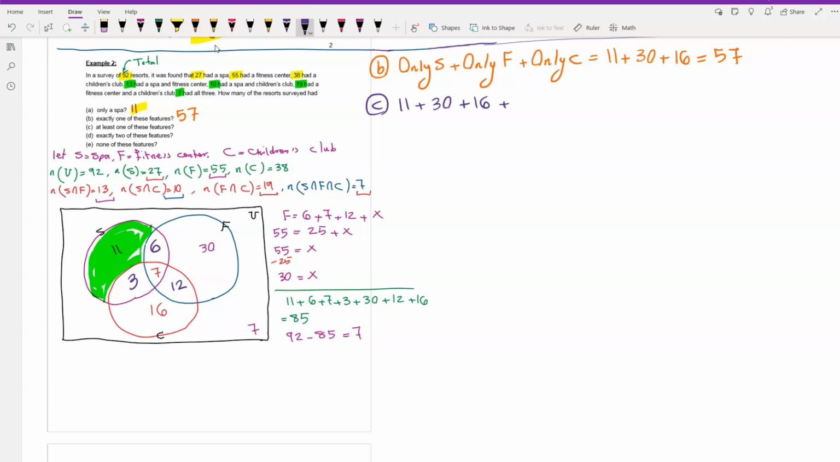So at least one, either 1, 11, or 2 of these. We have 3, 6, 12, or all of these 3 features, 7. So the answer is 85.